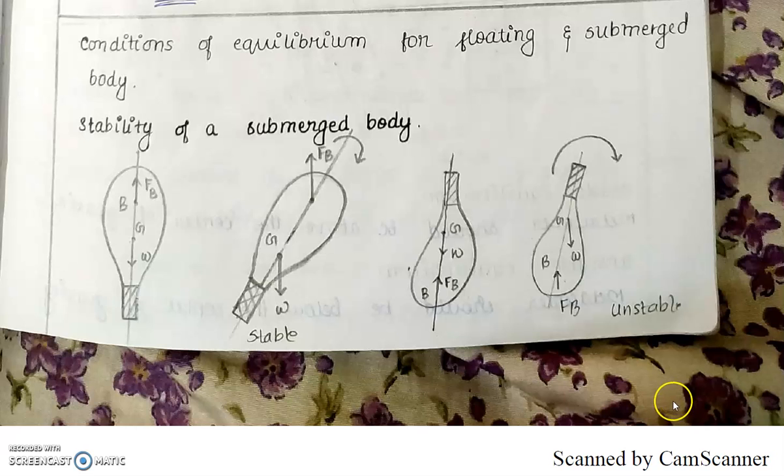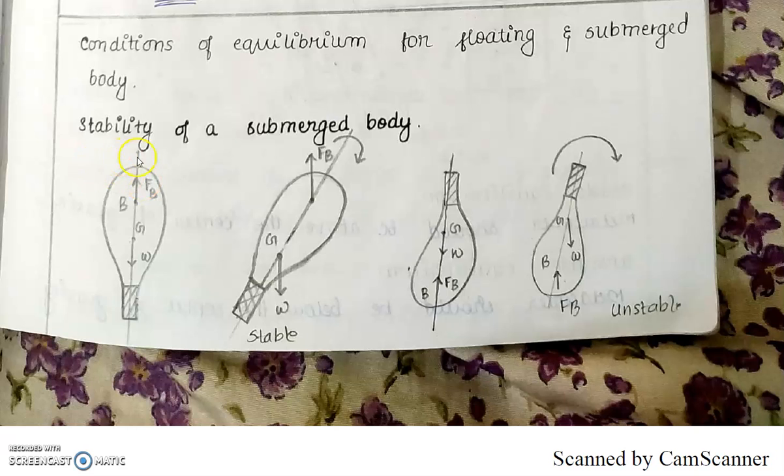Now we will see the conditions of equilibrium for floating and submerged bodies. First, we will see the case of a fully submerged body, and imagine a body like this. First marking the center of gravity and the force of buoyancy. Suppose the center of gravity is here, and marking the weight W in the downward direction, and the center of buoyancy B, and marking the force of buoyancy in the upward direction.